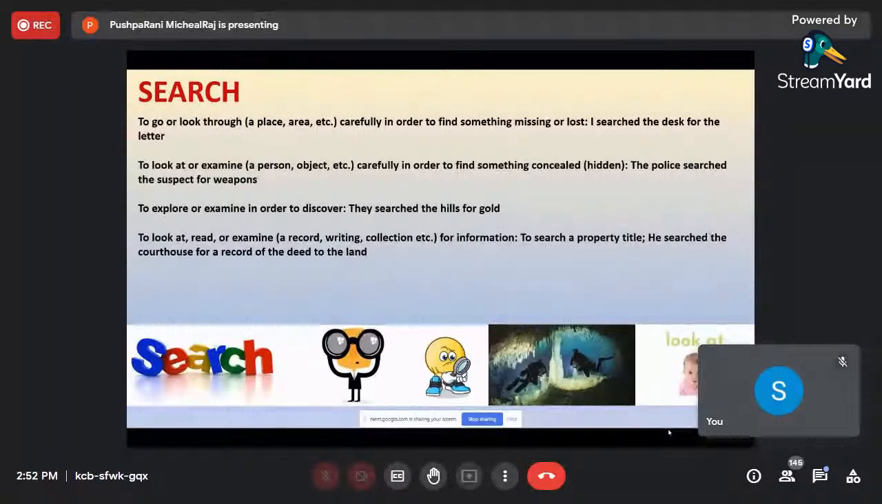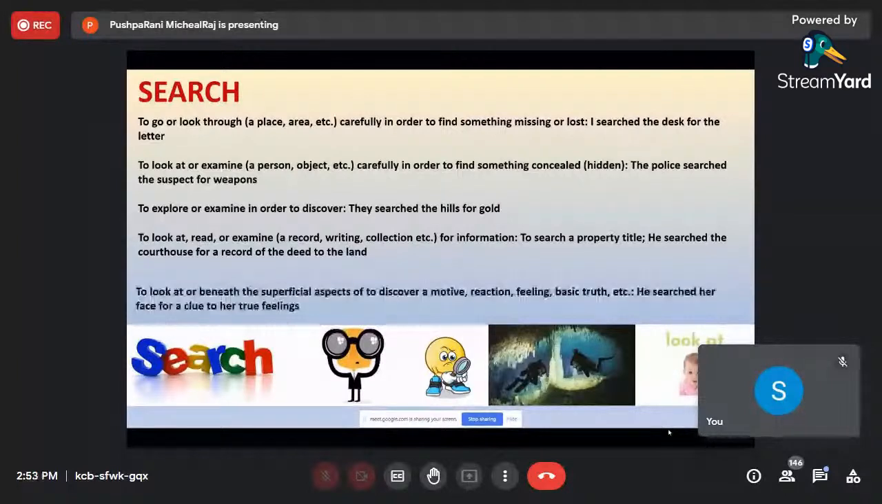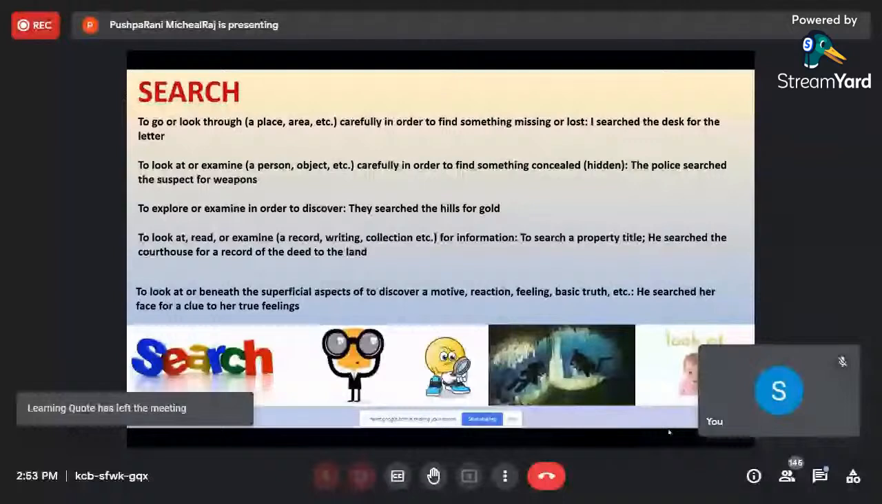To look at, to read or examine your recording or writing collection for information, to search the property title. We can say that he searched the courthouse for a record of the date of the land. And to look at the superficial aspect of something to discover a motive, reaction, feeling, basic truth, etc. It all comes under search.